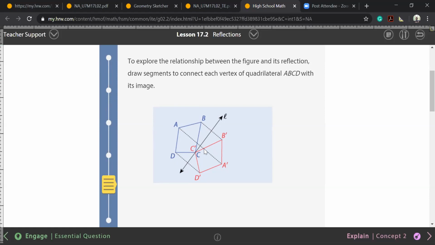What happened with C? As you can see, C and C prime are the same point. Here we have B and B prime, here you have A and A prime, here you have D and D prime. But for C, C and C prime are the same. Why are they the same? Because point C was already on the reflecting line.